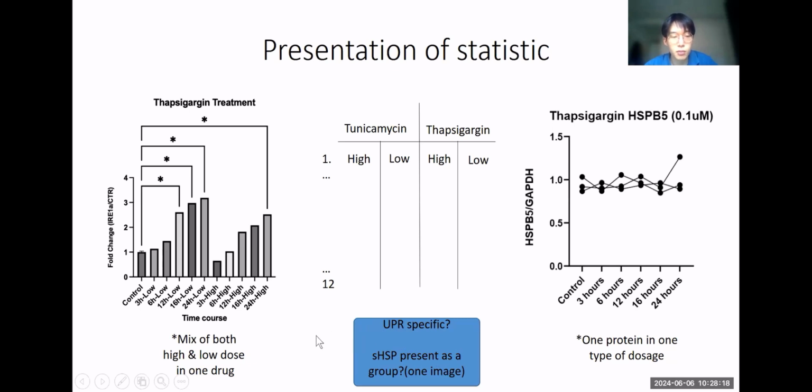Because I just think 48 graphs would be too much. I think it's normal. Yeah. I have no experience before, so I wonder how you guys think about it.